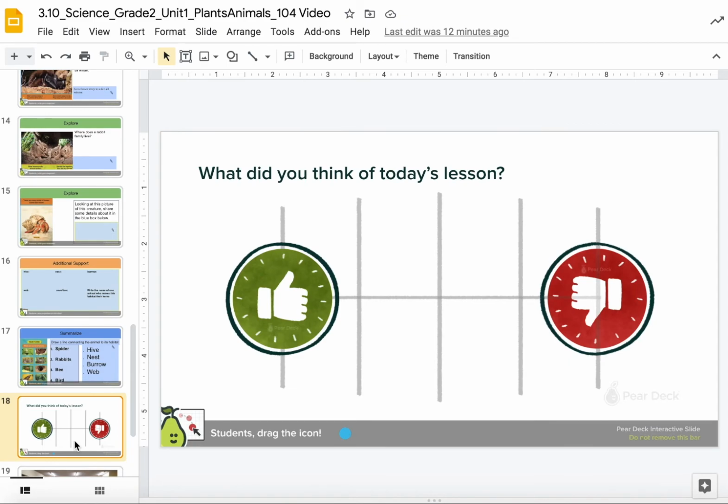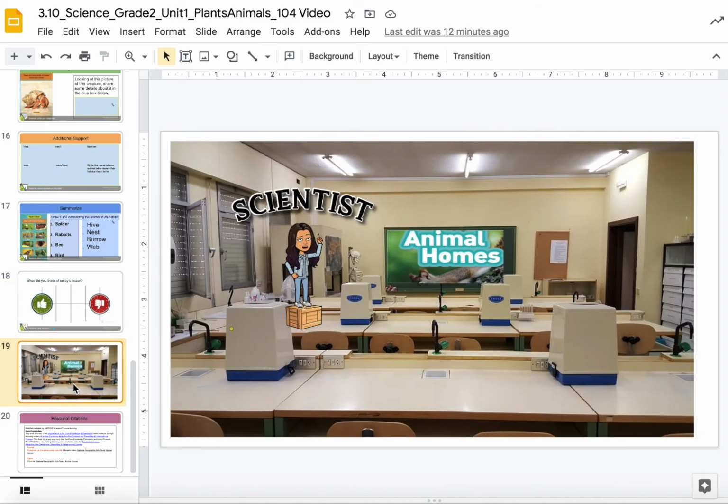Finally, what did you think of today's lesson? Okay, Science Explorers, today we learned about the different types of animals and their animal homes and their habitats.